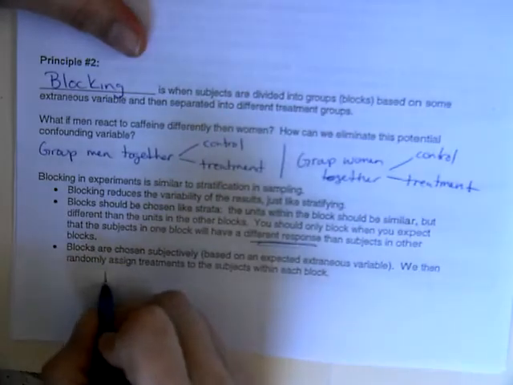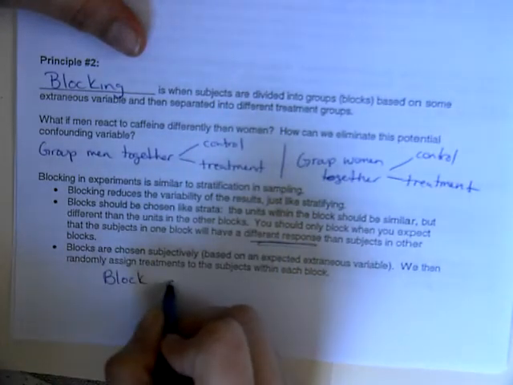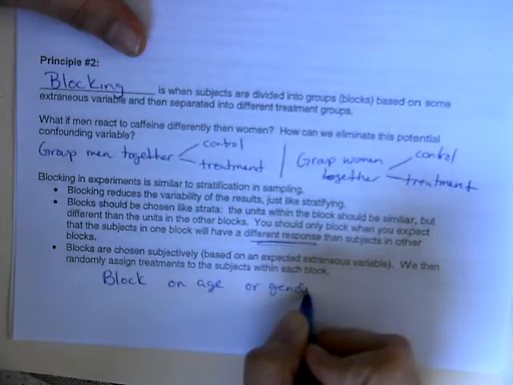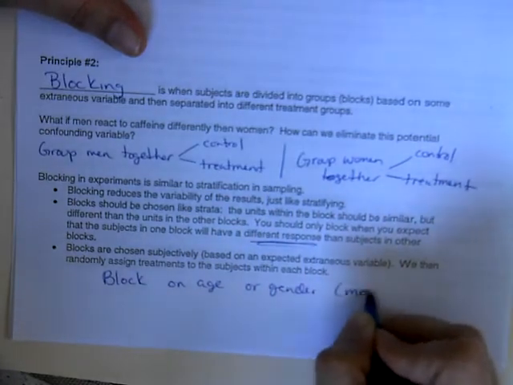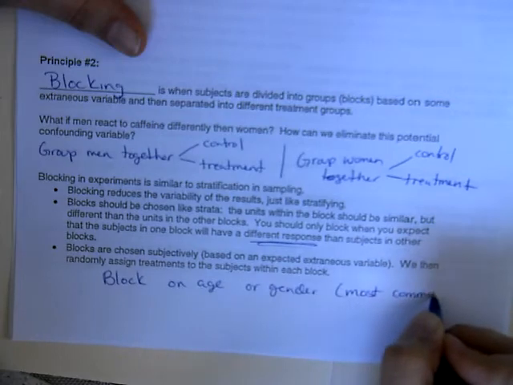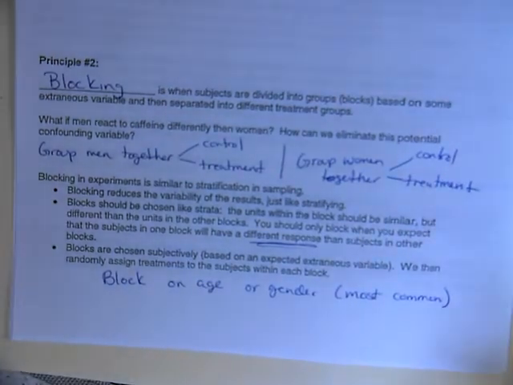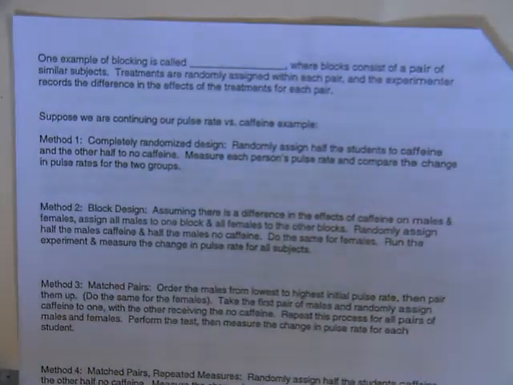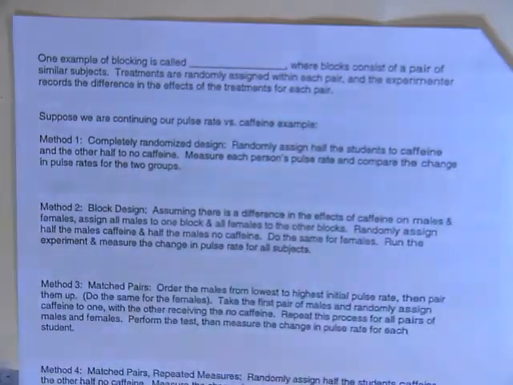The two blocks that are the most common are age and gender. Those are obviously the most common. All right, there are different types of blocking. One example of blocking is called a matched pair.